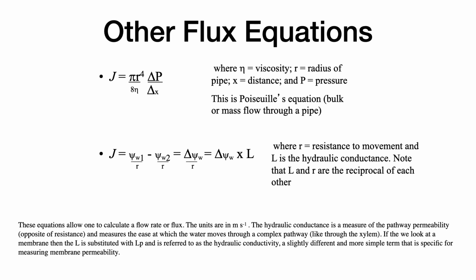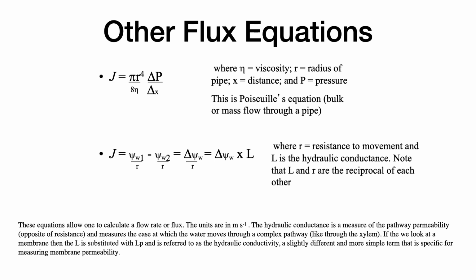So these equations allow us to calculate a flow rate or a flux, and the units here are meters per second. The hydraulic conductance is a measure of the pathway permeability or its resistance, and measures the ease with which water moves through a complex pathway, like through the xylem or a membrane.